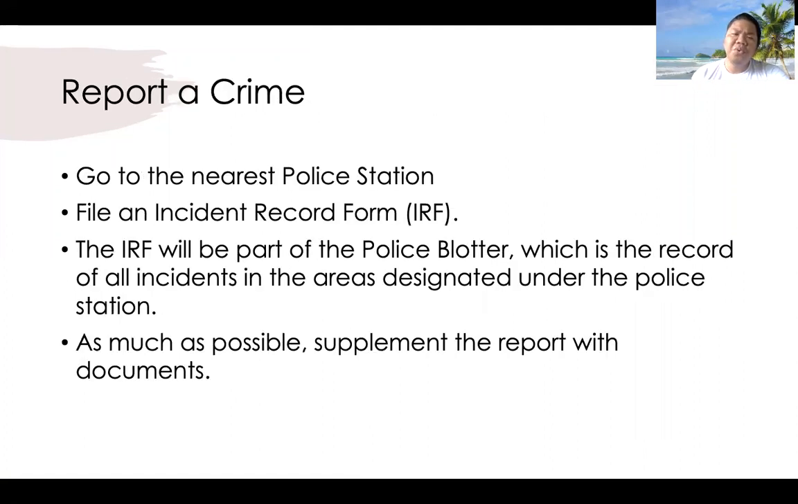So when you know of a crime, always report it so that it will get documented. You go to your nearest police station and file an incident report form or an incident record form, the IRF, and then that IRF will already be part of the police blotter, which is the record of all incidents in the areas designated under the police station. As much as possible, you have to supplement your report with documents and pieces of evidence, like pictures or video or recordings or whatsoever.